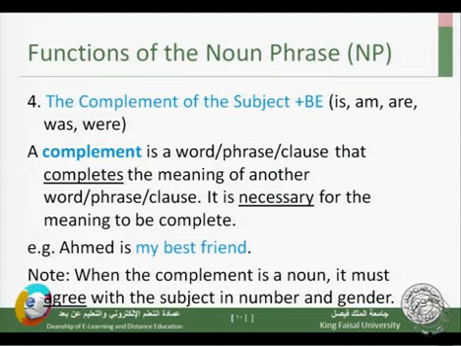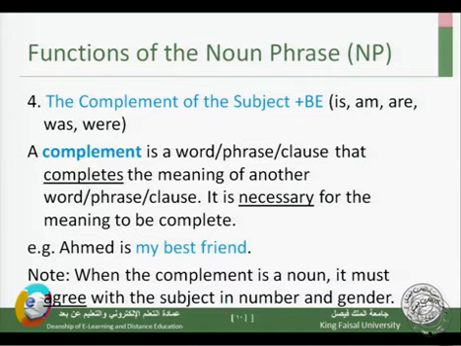For example, Ahmed is my friend. My friend is a noun phrase, or my best friend. My best friend is a noun phrase. Okay, it is a nominal group, a type of noun phrase, and in this case it is a complement. So how can we tell it is a complement? Because it is necessary for the completion of the meaning.